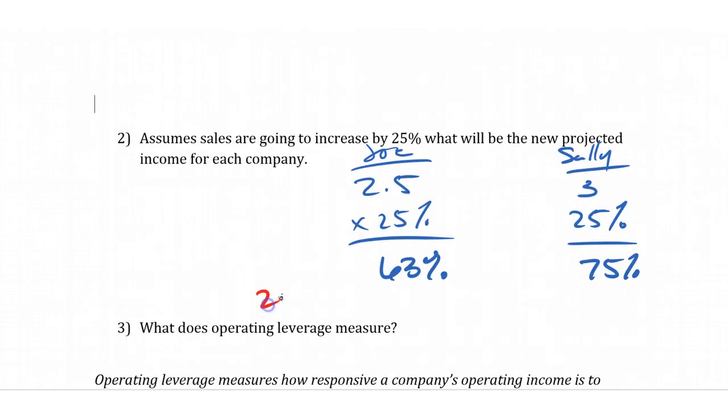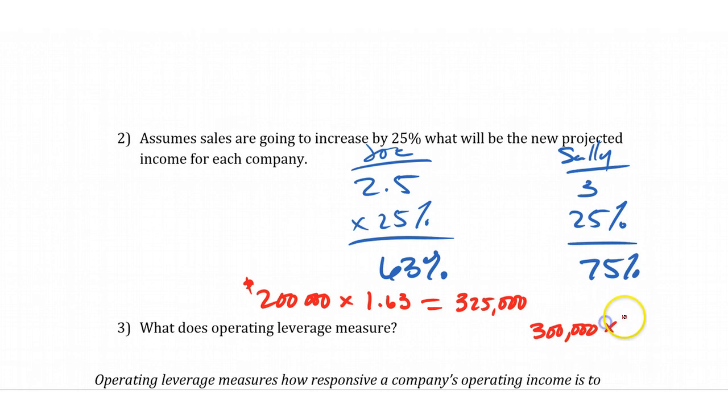So for Joe, 200,000 times, and here's how we figure it out, it's 1.63. So 200,000 times 1.63. That's how you add 63% to the number you already started with, and that gives us 325,000. And for Sally, it was 300 times 1.75. So that's how we increase the 300,000 by 75%, and that is 525,000.